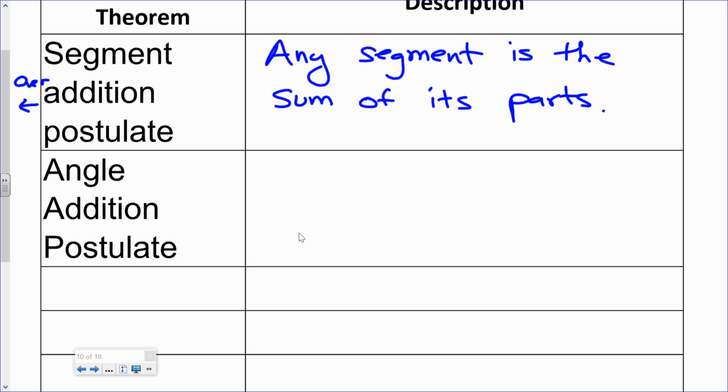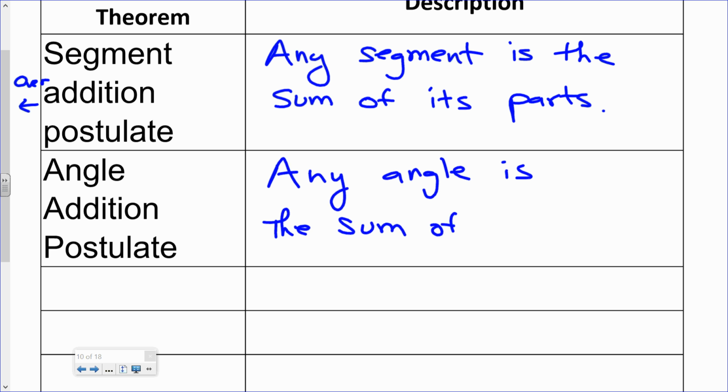Last one of the day. How do you think this is going to state? How would I write this? So it's worded exactly like the previous one. Instead of segments, we're dealing with angles. Any angle is the sum of its parts. That's pretty obvious. And I'm going to draw a picture right now again. Any angle is the sum of its parts.